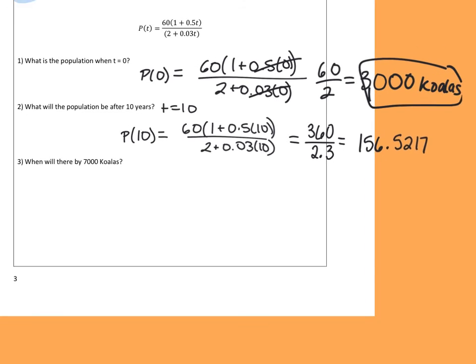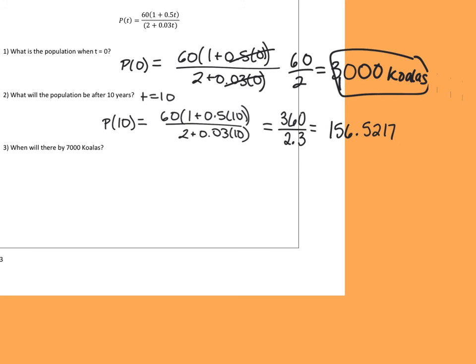156.5217. Okay. That works. So are there 156 koalas after 10 years? No. How many are there? 15,652.173. Yep. So 15,652.17. Can you have 0.17th of a koala? No. Probably not. So I'm probably just going to leave it as this.